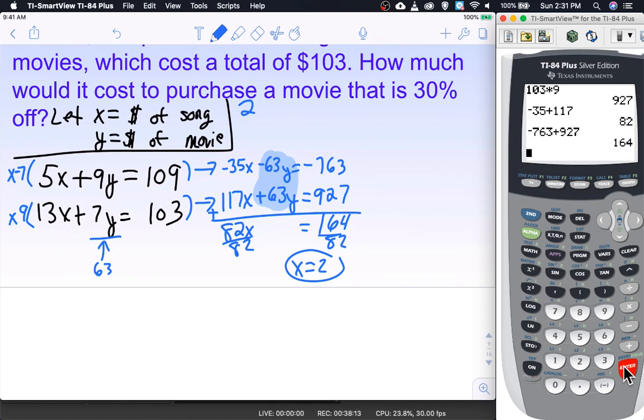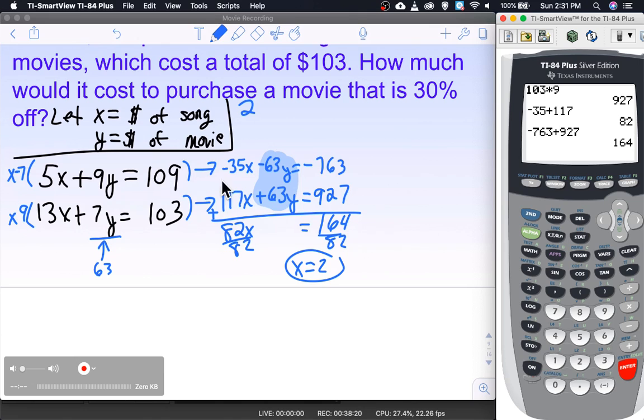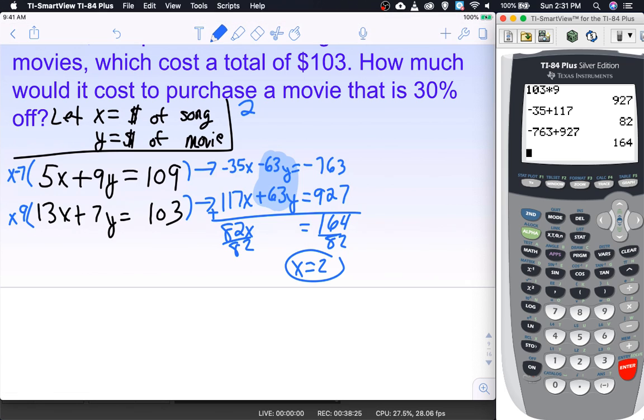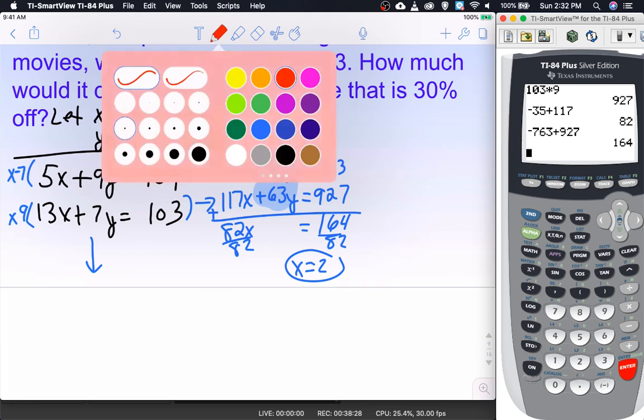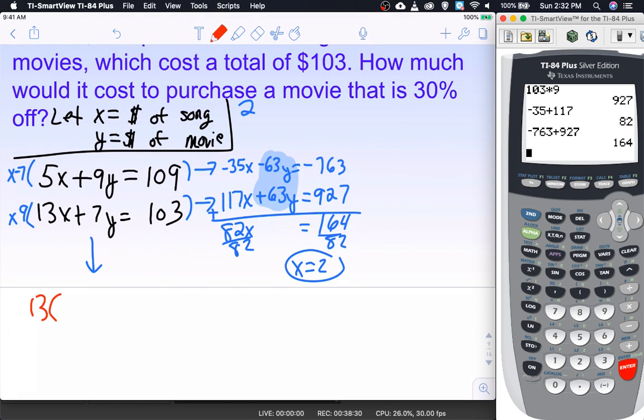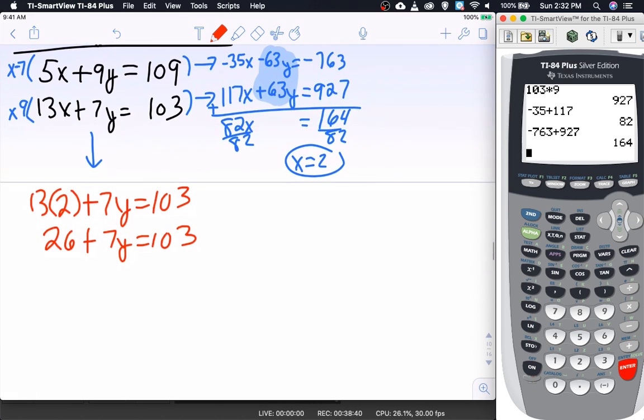Now we need to find the cost of each movie. So to do that, I'm going to take my X of 2 and plug it into one of my four equations and find it. I'm going to use this bottom equation here because I have space to work it right here. So 13 times 2 plus 7y equals 103. That's 26 plus 7y equals 103. And I'm going fast, and you could pause the video or speed it up and solve it at your own pace. Or jump straight to the end and see if you got the same thing I got.